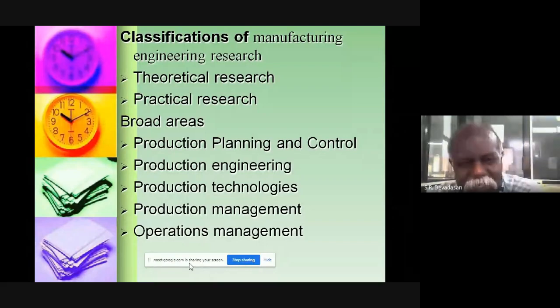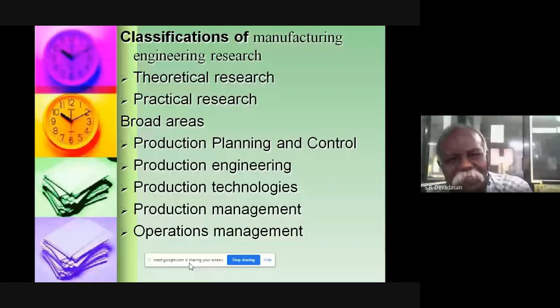Then what are the broad areas in which the manufacturing engineers have to work? Actually, when we talk about manufacturing engineers, we are tilted to think that manufacturing engineers are mechanical engineers. Actually, it is not so. Manufacturing is a multi-engineering program. In every field, manufacturing engineering is required.